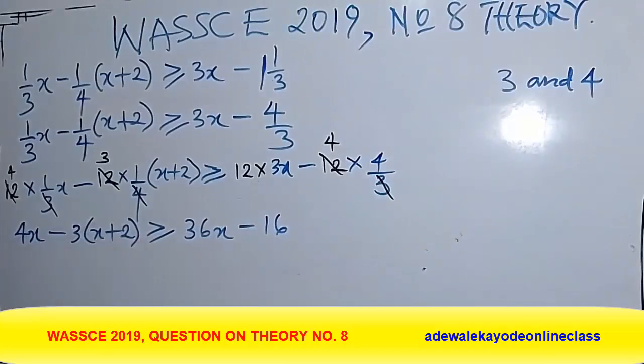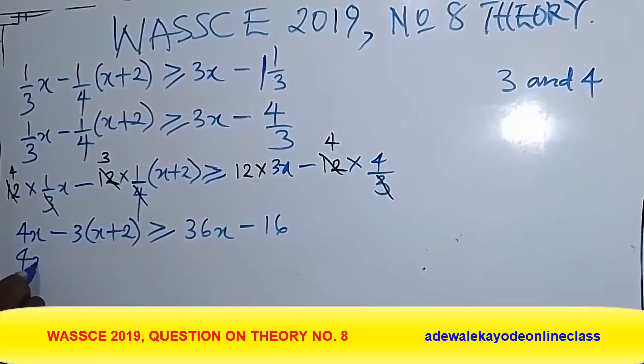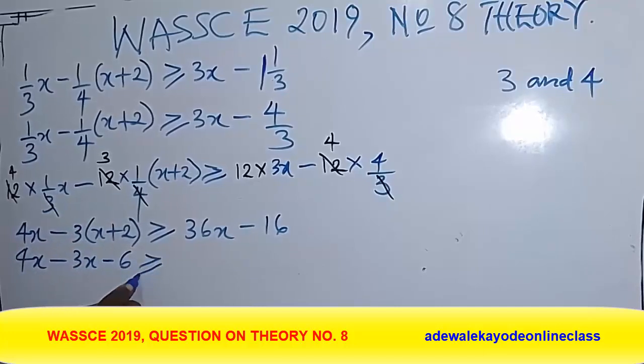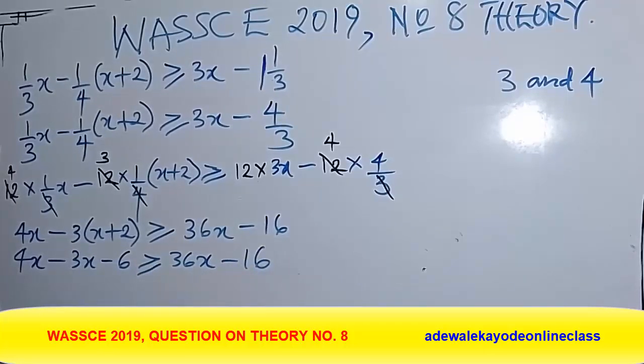So let's clear this fraction quickly. We open this bracket: 4x minus 3 multiplied by 3x, that's 3x, minus and plus, signs different, that is minus 3 multiplied by 2 will give us 6, greater than or equal to 36x minus 16. At this juncture now, you are expected to collect the like terms.